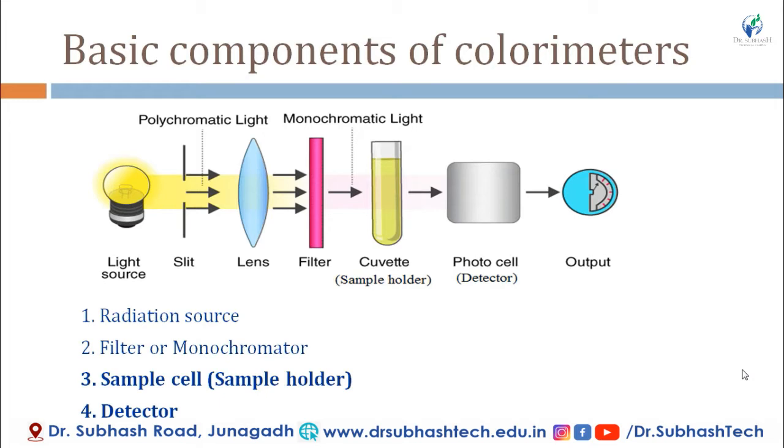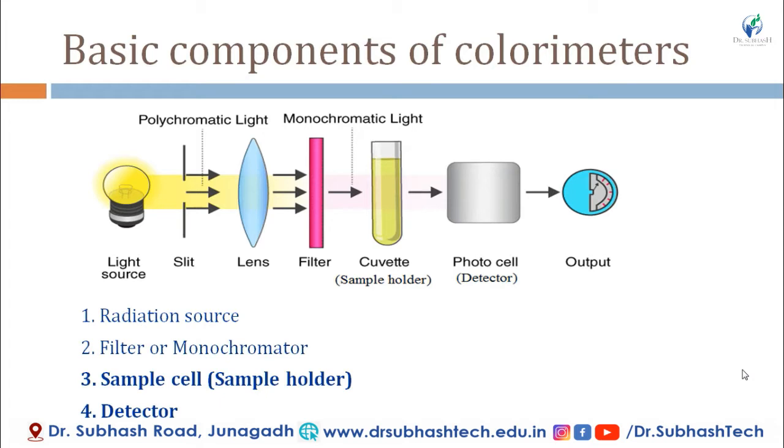See in the figure, students, from the light source the visible radiations are emitted and pass through the slit, which makes the radiations narrower. Passing through the slit, the narrower radiations pass through the lens, which focuses radiations on the filter. Then the filter or monochromator converts polychromatic light coming from the light source into monochromatic light.